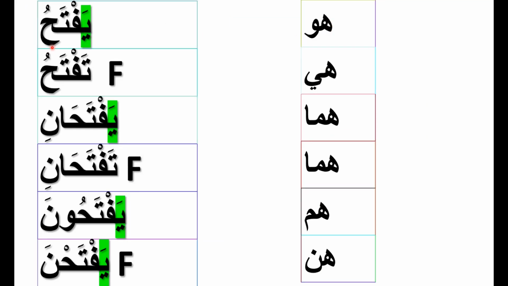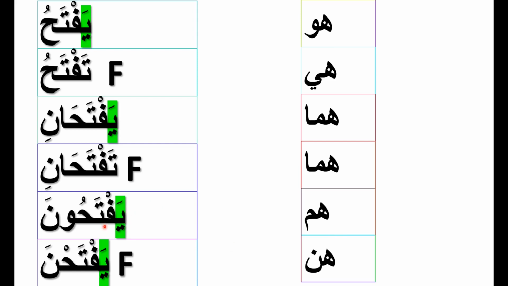هو يفتح. He opens, singular masculine. هي تفتح. She opens, feminine singular. هما يفتحان. They both open, masculine dual. هما تفتحان. They both open, feminine dual.